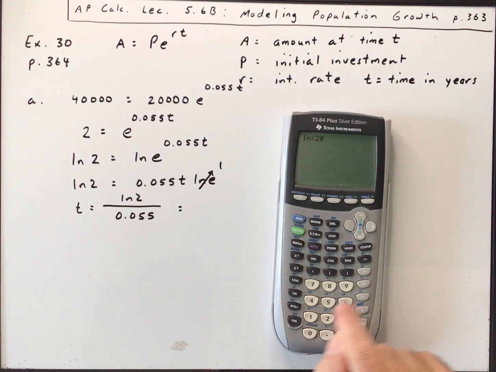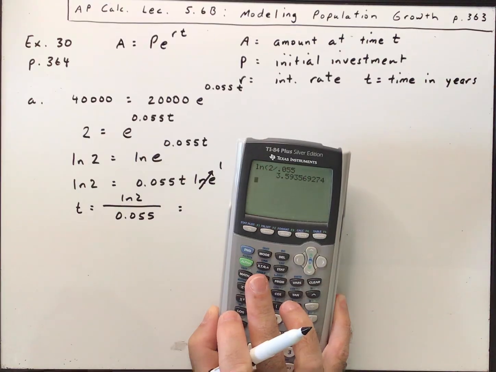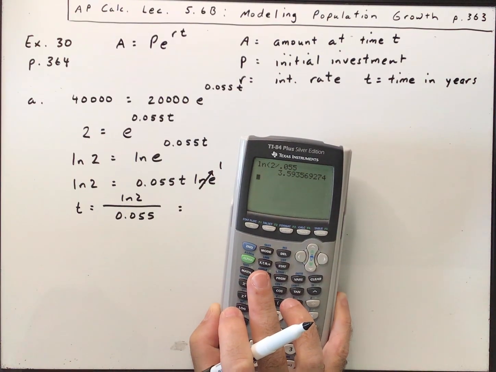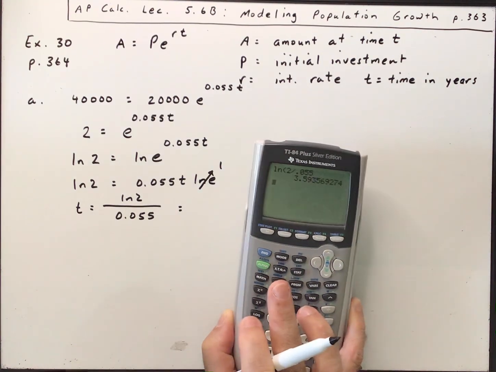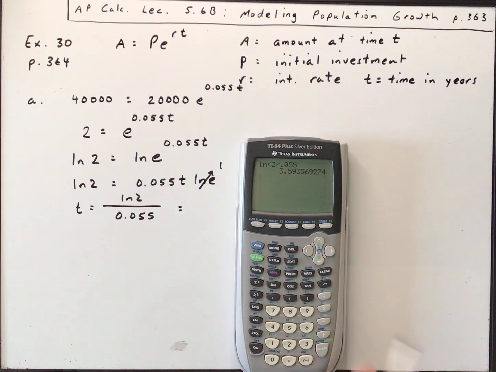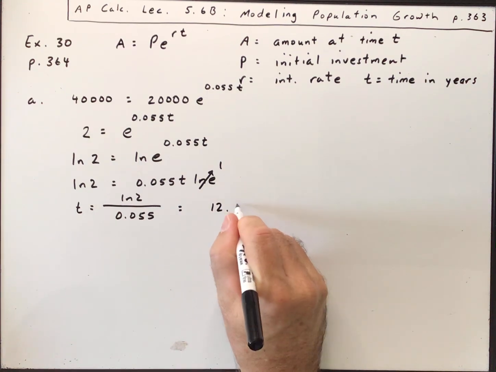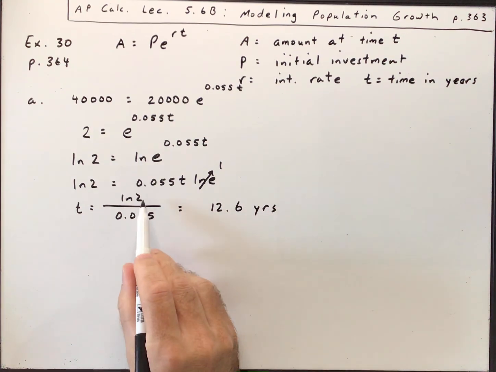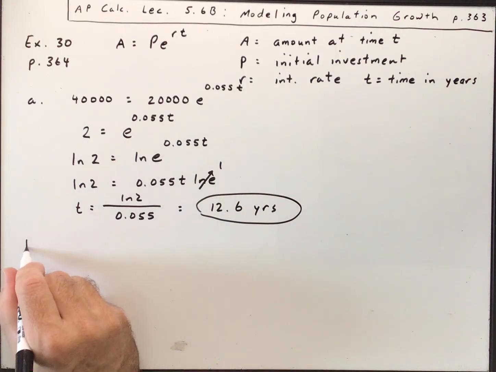So we'd have the natural log of 2 divided by 0.055. And that is 3.59. Let's see. Oh, excuse me. Natural log of 2 divided by 0.055. All right. There we go. 12.6 years. So you can see I accidentally had the 0.055 as part of the natural log. So that's the time to double.